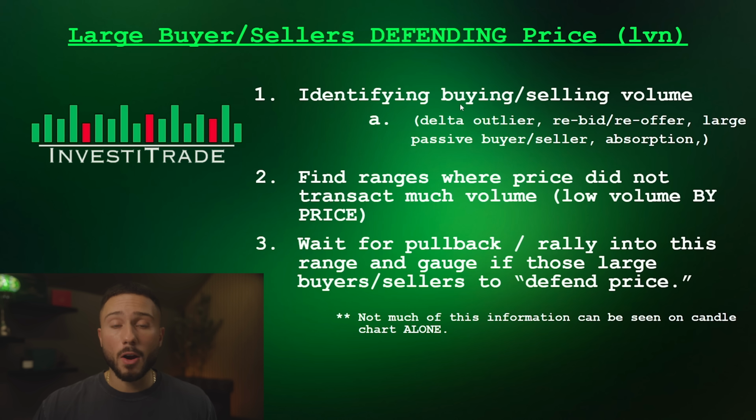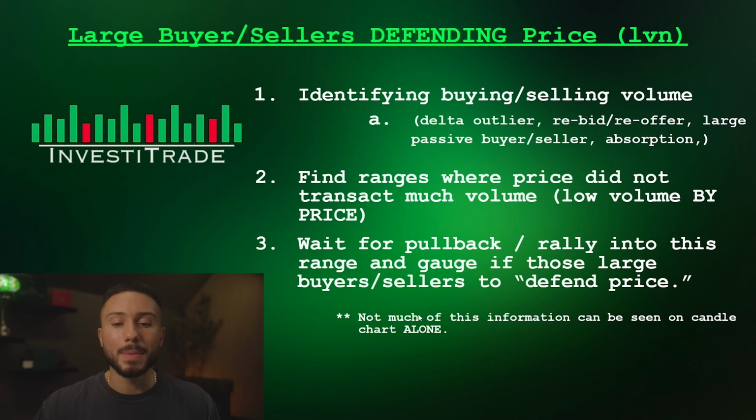It's identifying large buying or large selling volume, finding ranges where price did not transact much volume, and this is a low volume node, by price. Volume by price is more significant than volume by time, and then waiting for a pullback or rally into this range for those large buyers or large sellers to defend price. All the examples in this video were bullish, so we were watching for a pullback into it.